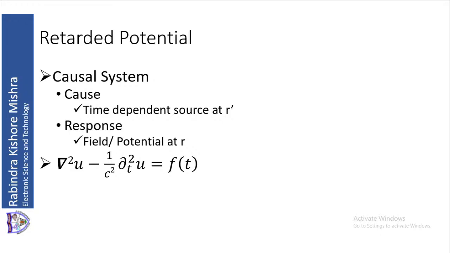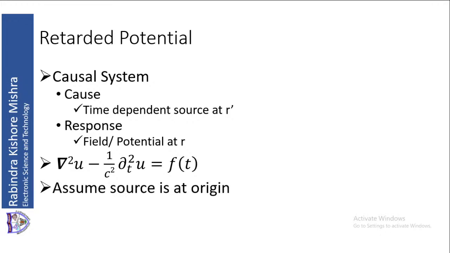So therefore, we can now write the wave equation as del square U minus 1 by c square dou square U by dou t square is equal to F(t). U is either phi or A, and F(t) is either minus rho by epsilon or minus mu J. That is what F is, and U is equal to phi or A. So that is the wave equation.